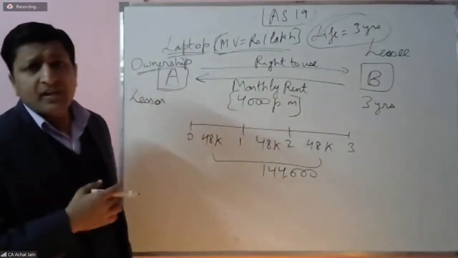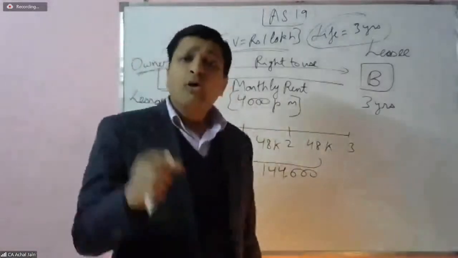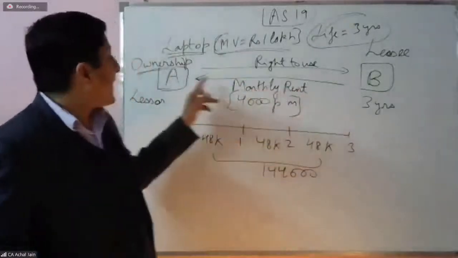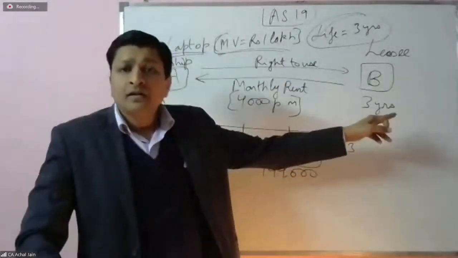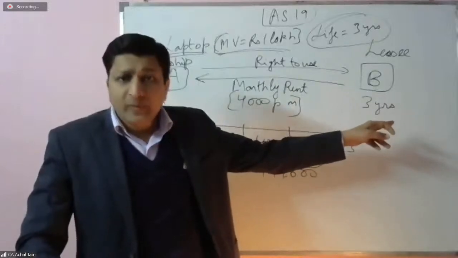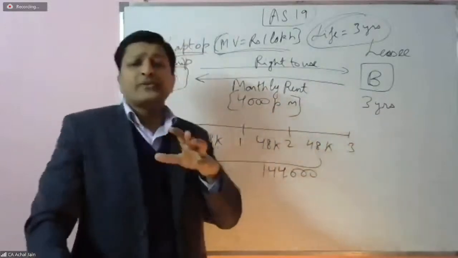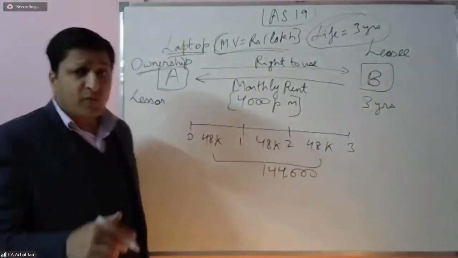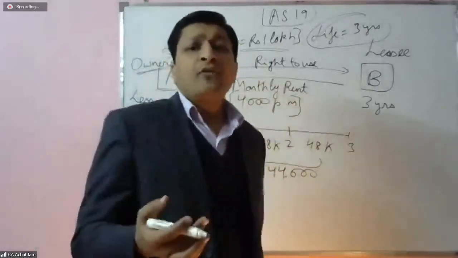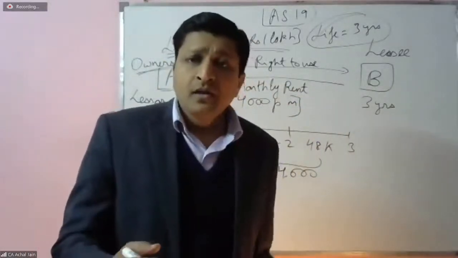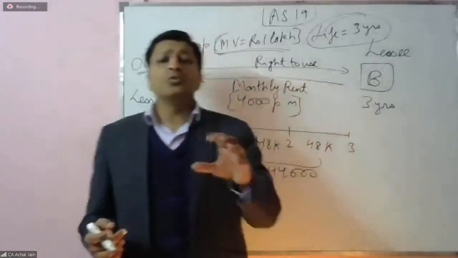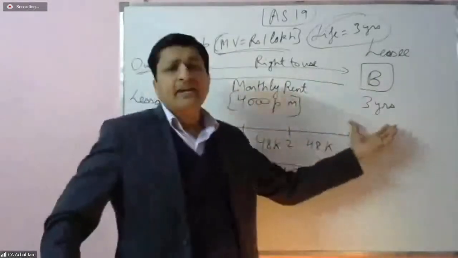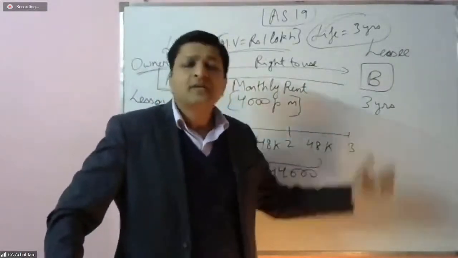So we can say, in a way, all the risks, all the rewards associated with the laptop were transferred by A to B, in return for which A has definitely received this amount. And what makes us say that transfer of risk and rewards has taken place? Because if you look at this laptop, there is no economic benefit in relation to this which A has enjoyed. It's entirely with B.